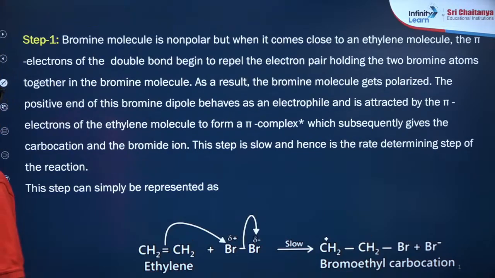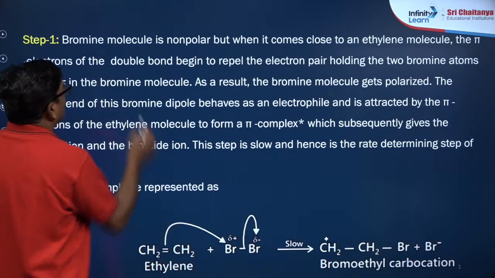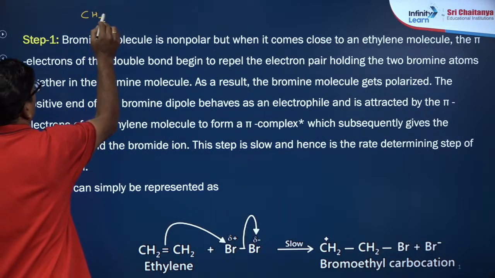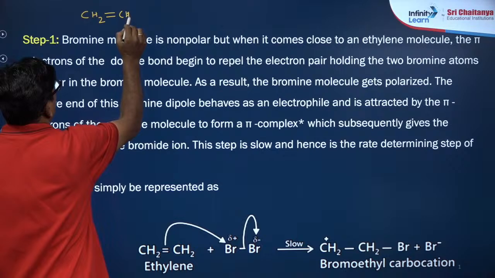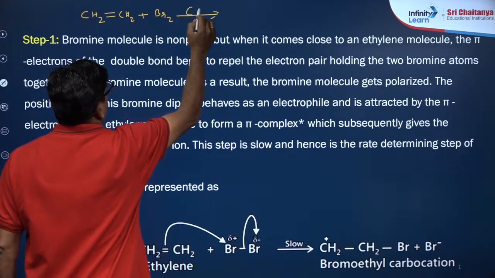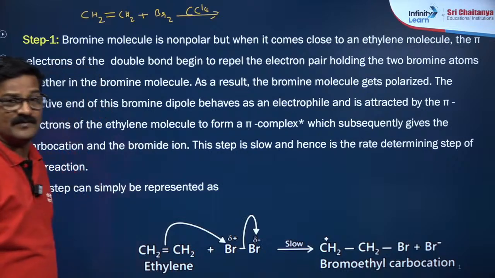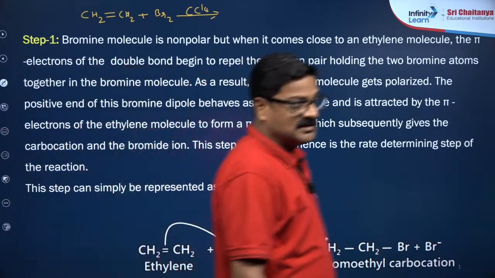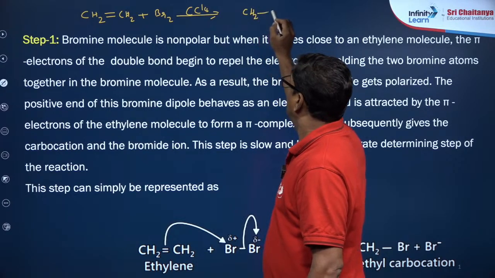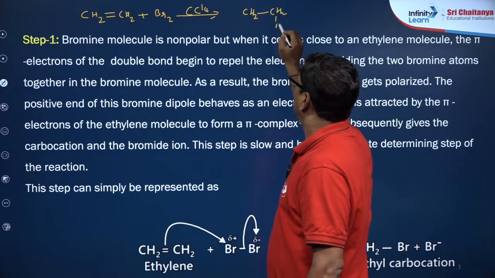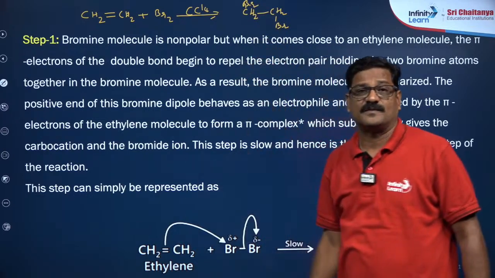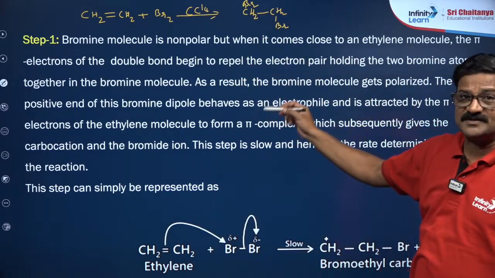So let us talk about ethylene. Let us talk about this reaction. CH2 double bond CH2 when Br2 is added in the presence of carbon tetrachloride as a solvent. So what are we going to get? I am going to get CH2 and CH2 and Br and Br. So this is electrophilic addition reaction. It takes place in different steps.